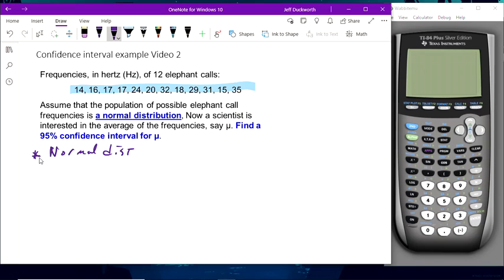A scientist is interested in the average of the frequencies, say mu. So we're looking for mu, so that's quantitative. And n is 12. There are 12. That is less than 30. We do have a normal distribution though, so we can use the t.